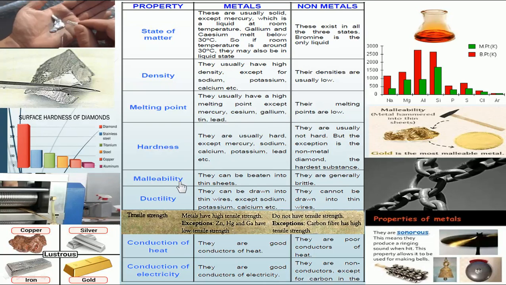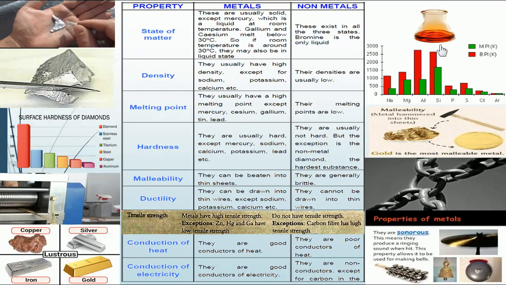And come to the next property called malleability. Malleable means we can beat into sheets. Just see this gold. Gold is the most malleable metal. Malleability: metal hammered into a thin sheet. When you hammer it, the atoms align differently so that the metal can be made into sheets. You could see the aluminium or iron, you can make sheets by beating.